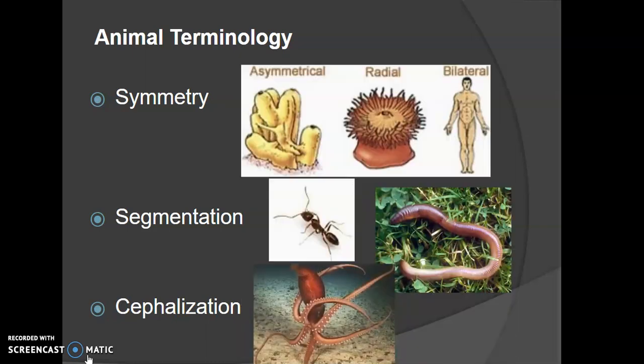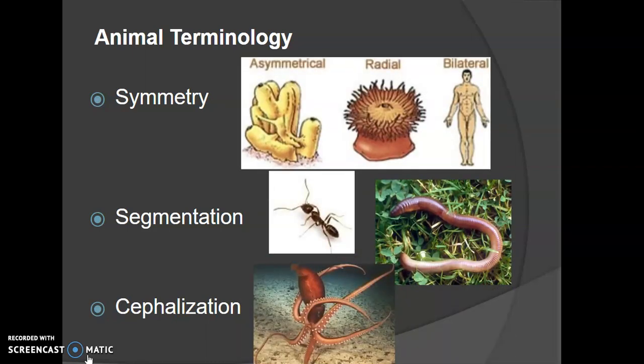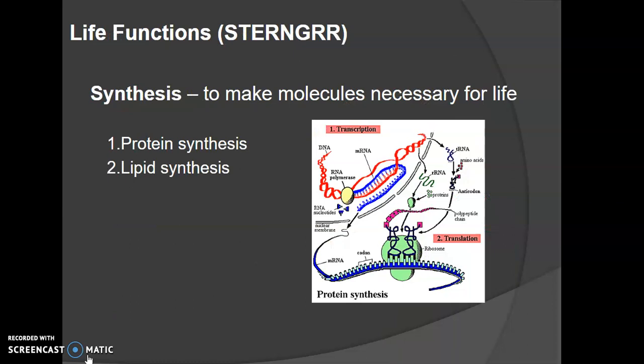We can go ahead and skip this slide and get on to the life functions of animals. The life functions, the processes, are going to be outlined on your graphic organizer. So first we have synthesis, to make, and synthesis is making molecules that are necessary for life. In animals, this would involve protein synthesis. It would also involve lipid synthesis, making molecules that build up an organism's body.